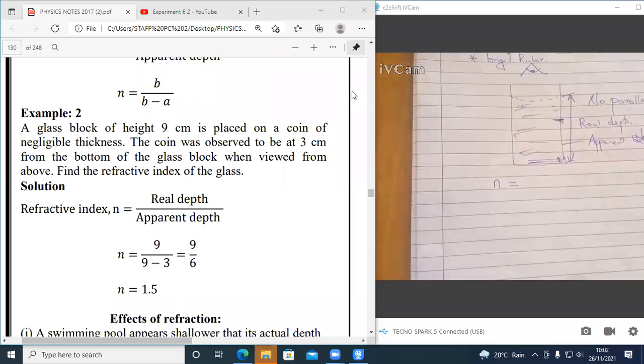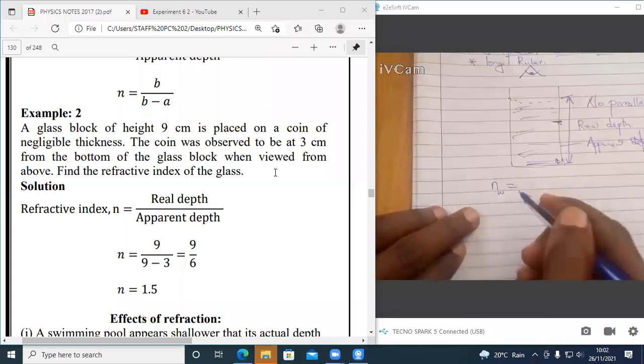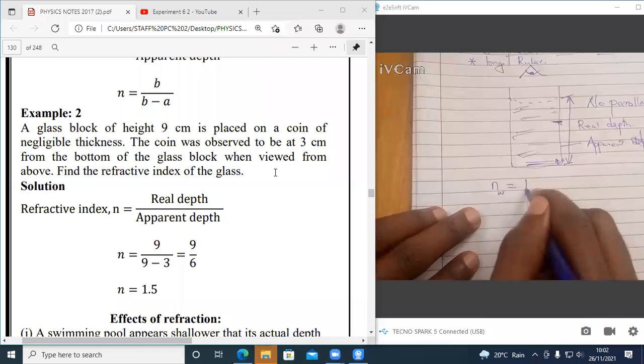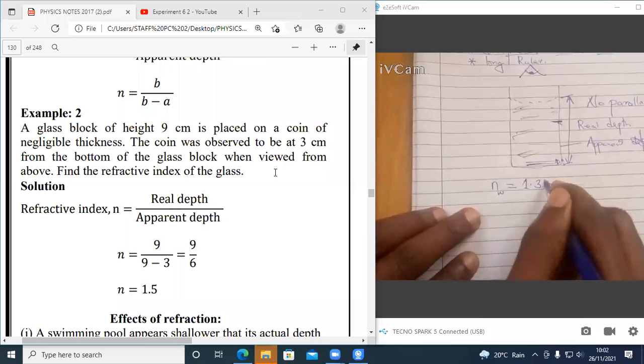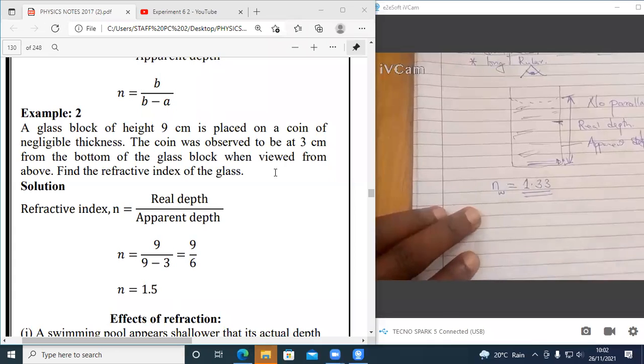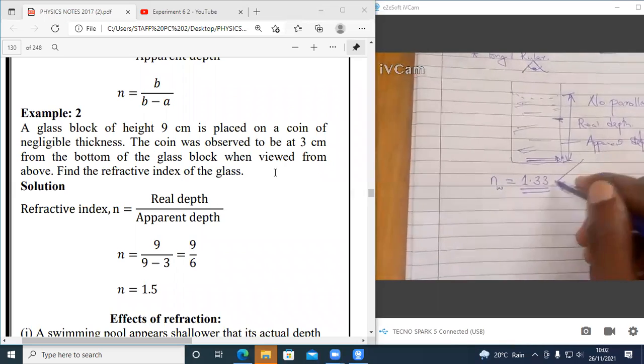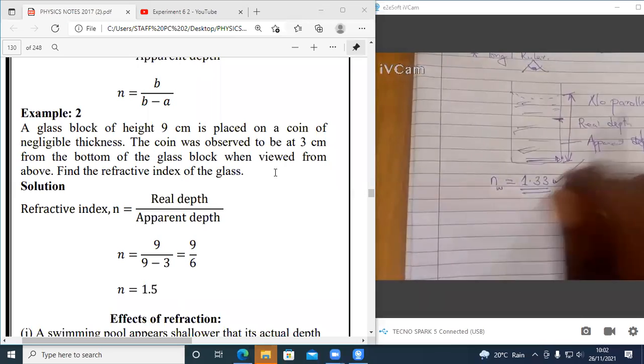Then I want you to prove, we said the refractive index of water is what? Who can still remember? The refractive index of water is 1.33. I want you to prove this practically.